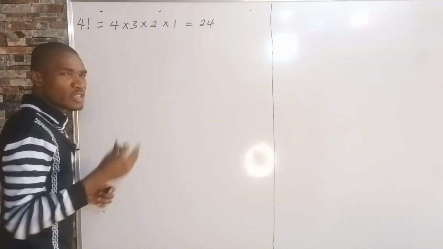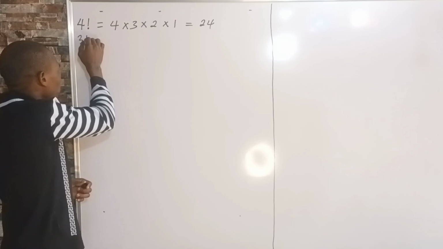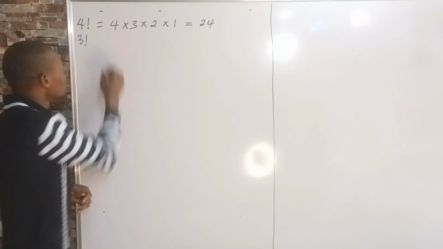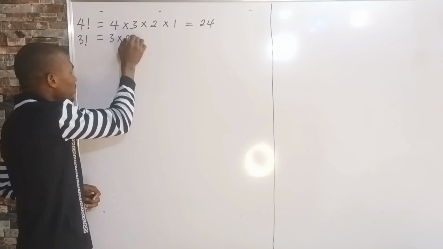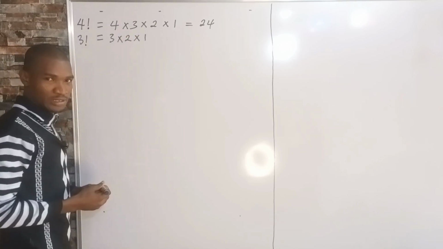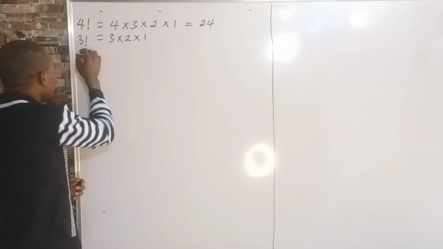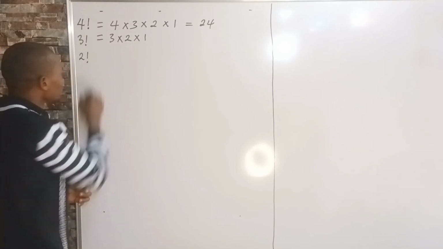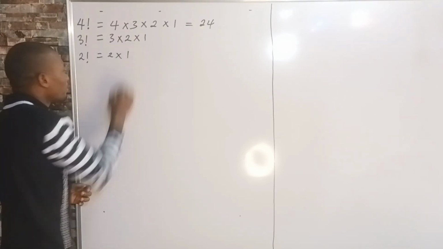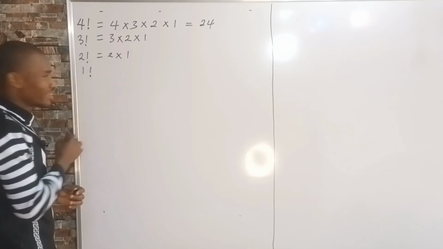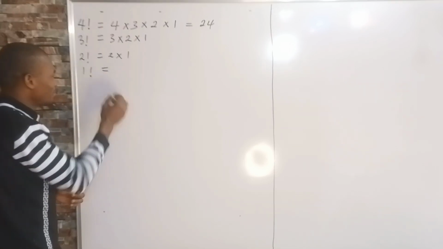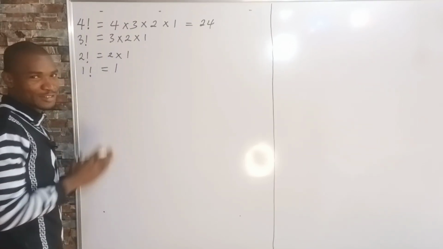Okay? So if we then have 3 factorial, the same sequence follows. And what do I mean by that? 3 factorial means 3 multiplied by 2 multiplied by 1. Then if I should have 2 factorial, it simply means 2 multiplied by 1. Then if I should have 1 factorial, who can help me? It simply means 1 in itself.